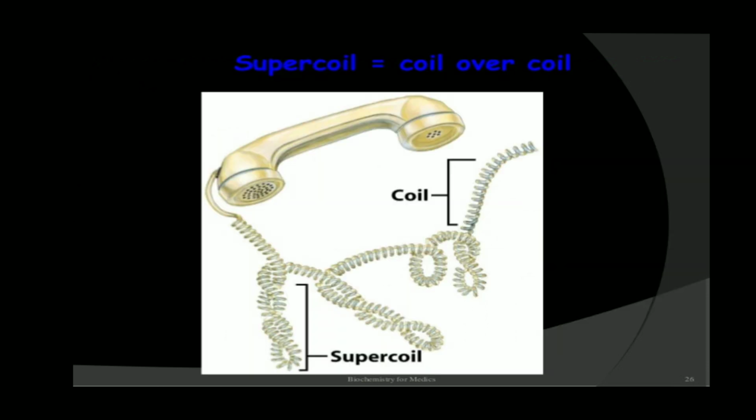Just for your better understanding of what is meant by supercoiling, I have shown this slide, right? We have the telephone and telephone wires. Sometimes, because of continuous use of the telephone, the telephone wire gets coiled and supercoiled. So here you can see the coiling, and when this coiling again gets coiled, then it forms the supercoiling.